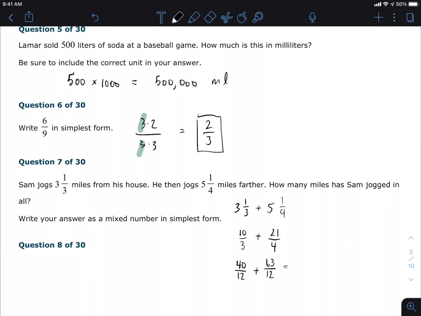So 103 divided by 12, and then they want that as a mixed number. So 103 divided by 12 is going to be 8, and 8 I believe is 96. So we're going to get a remainder of 5 over 12. Let me just confirm that. 96, yeah. Oh, 7 over 12. I can't add. And that's my answer for this one.